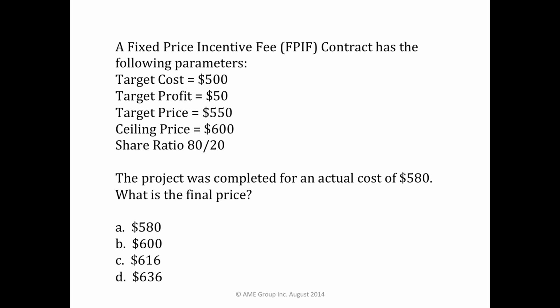The question says the project was completed for an actual cost of $580, and they're asking us what is the final price. You can see in the top right corner, I've listed the question again. To solve questions like this, I usually walk through a set of questions. What is the contract type? In this example, fixed price incentive fee.